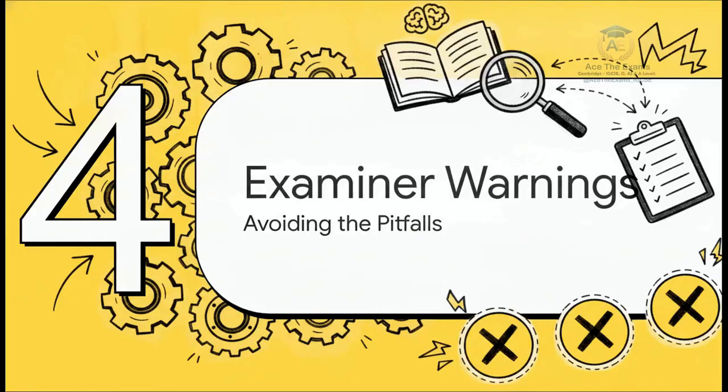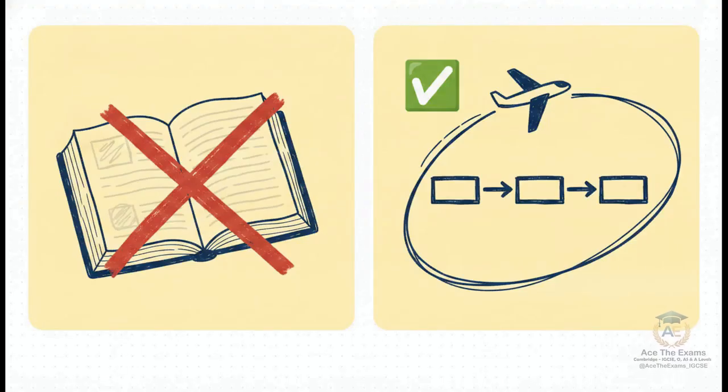Moving into Section 4, this is crucial insider intelligence, the top 3 examiner warnings, avoiding the pitfalls. Notice the stark contrast on this slide. On the left, we have a generic textbook definition of a linked list crossed out in harsh red. On the right, we have an explanation specific to an airplane booking system context, marked with a beautiful green check. Examiners are utterly ruthless about this.